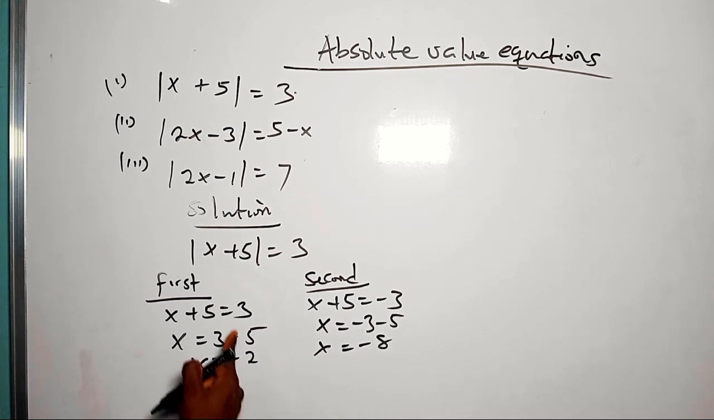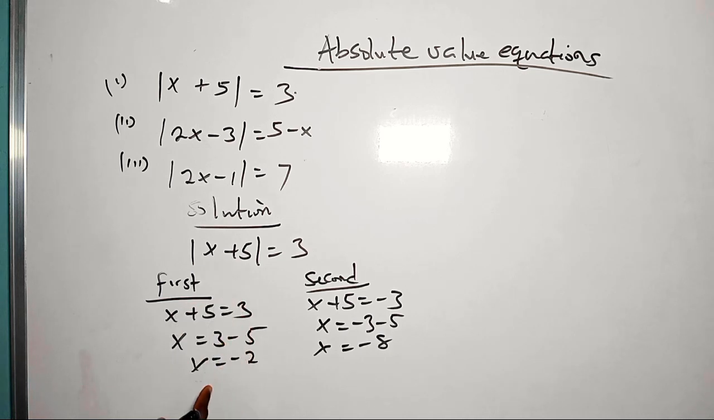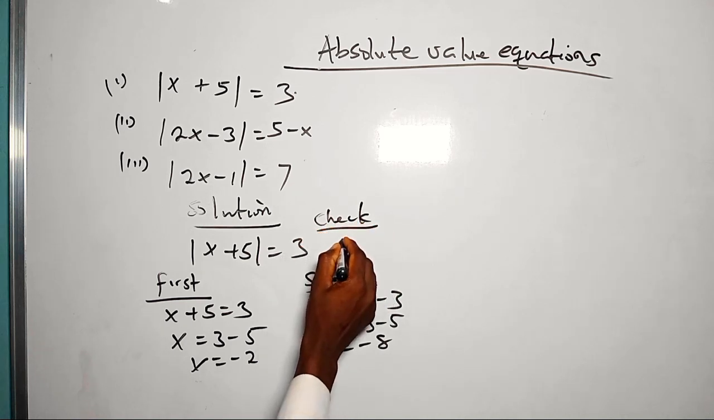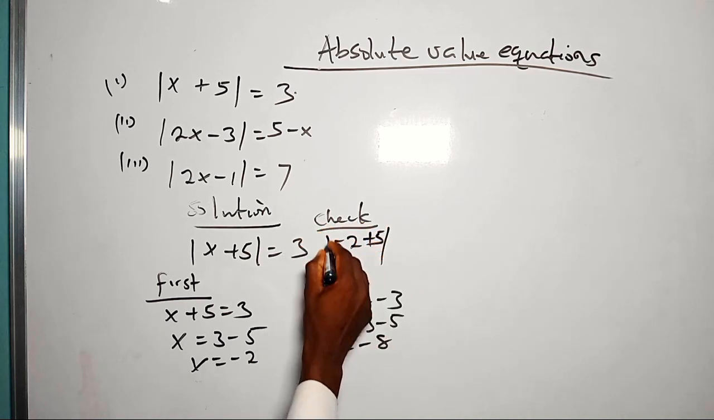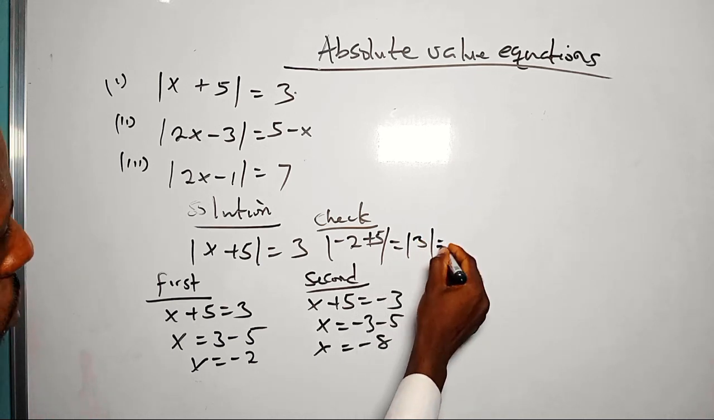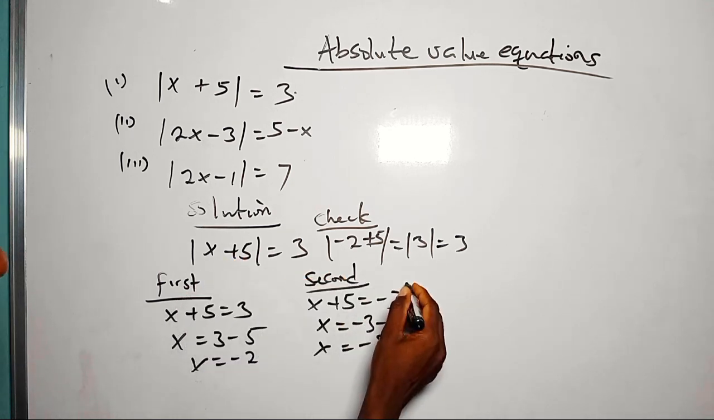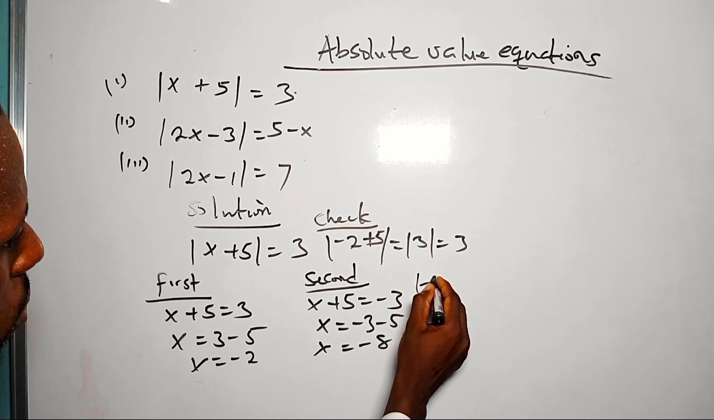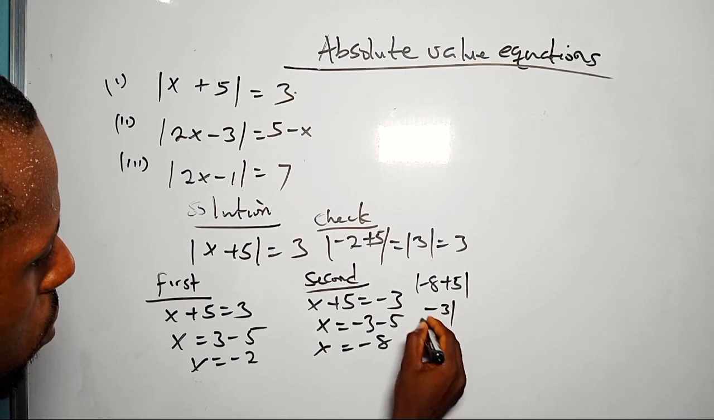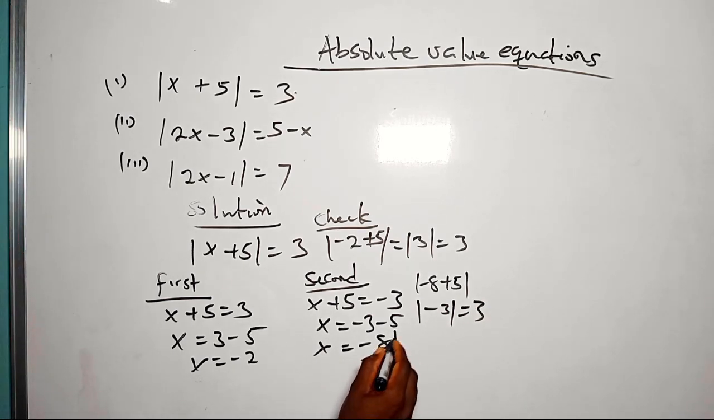But we can check these solutions. So we have x plus 5. In this case we have minus 2 plus 5, which is 3. When we take the absolute value of 3, we have 3. So that means this is correct. For minus 8, when we check, we have minus 8 plus 5, which results in minus 3. Taking the absolute value of minus 3, we still have 3. So that means the two solutions are correct.